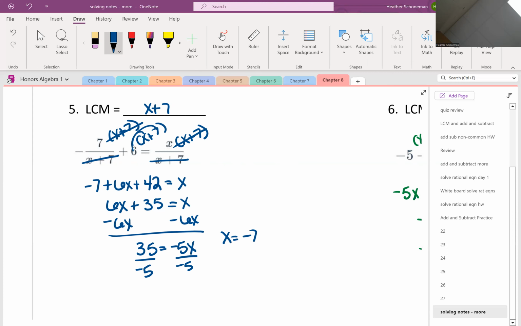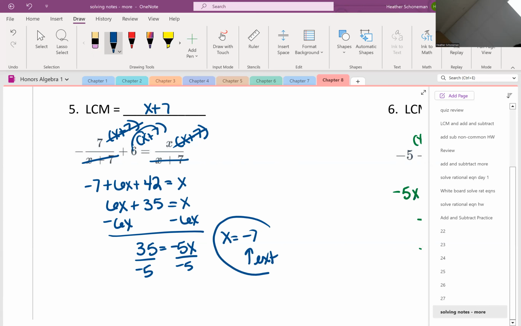Now, once we get to the problems that are not proportions, we need to start checking our answers for extraneous solutions. Extraneous solutions are any number that make the denominator 0. If I plug -7 into the fraction in the bottom, -7 plus 7 is 0. So this answer is extraneous.